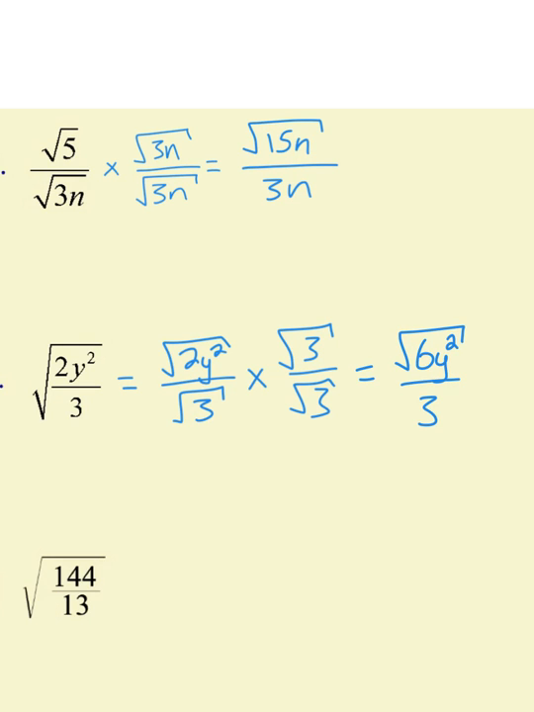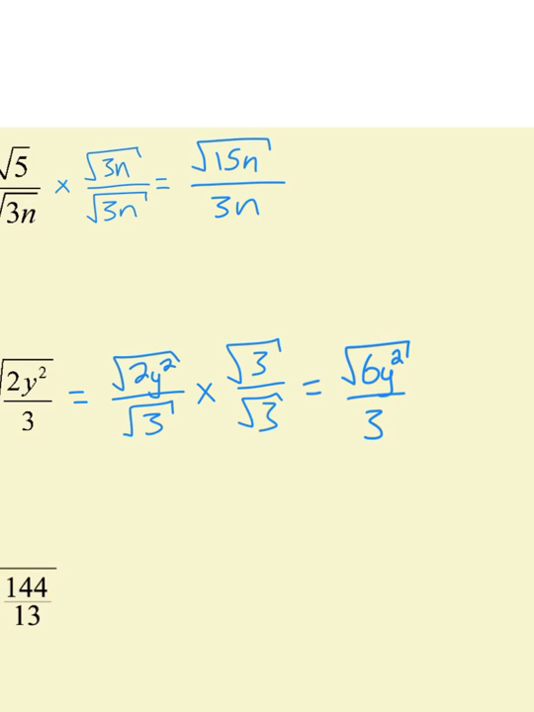And I can actually simplify that one step further. Notice, and some of you probably already caught this, there's a y squared in the radicand. So I can take that y out because I know the square root of y squared is y. And then I have y square root of 6 over 3. That's our final answer.